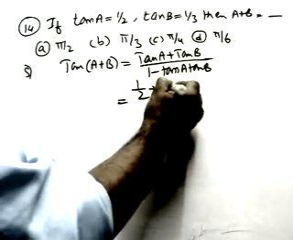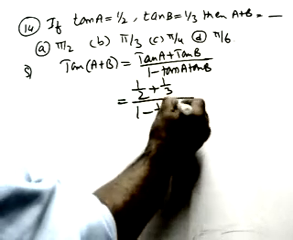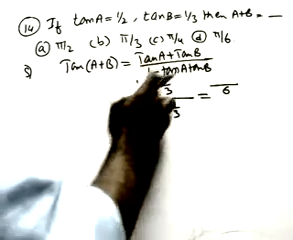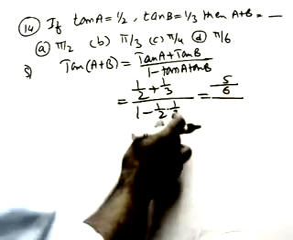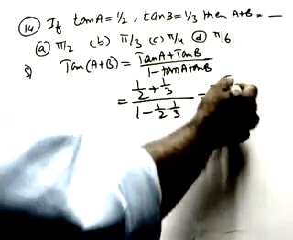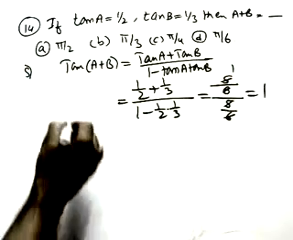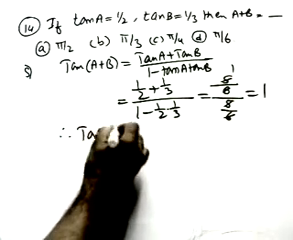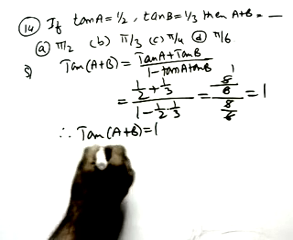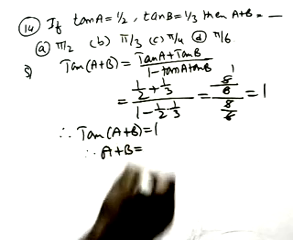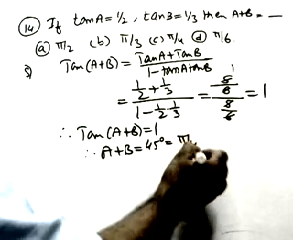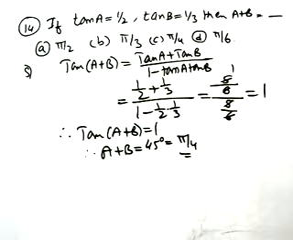So tan A plus B is tan A, which is given as 1 by 2, plus tan B, which is given as 1 by 3, over 1 minus 1 by 2 into 1 by 3. Now we take the LCM. 3 2s are 6, 3 1s are 3, 2 1s are 2, 3 plus 2 is 5. 2 3s are 6, 6 1s are 6, 6 minus 1 is 5 by 6. Now we cancel and get 1. Therefore, tan of A plus B equals 1. Which angle has tan value 1? 45 degrees. Therefore, A plus B equals 45 degrees. 45 degrees is nothing but pi by 4.